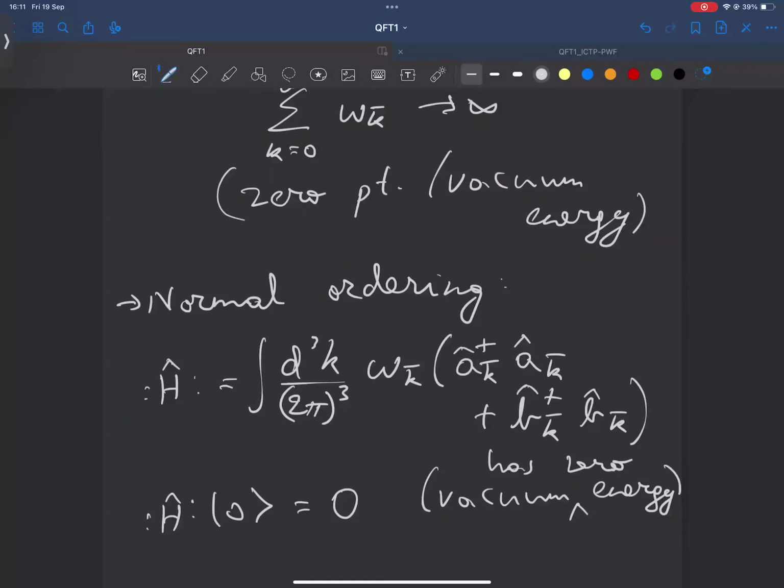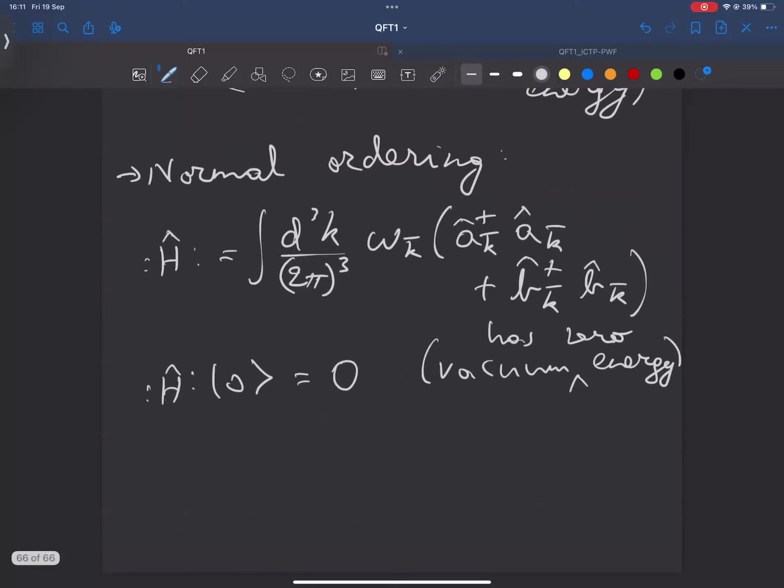So that's the idea behind normal ordering. Now let's look at single particle states and see how we will build in particles now.